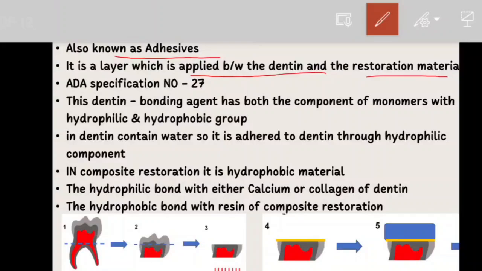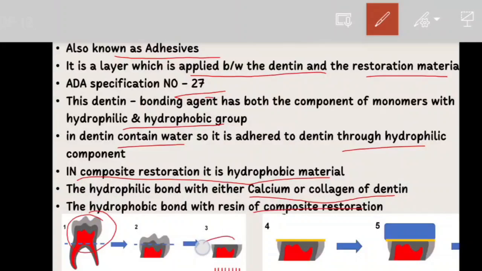According to ADA specification number 27, dentine bonding agents contain a hydrophilic part and a hydrophobic part. Dentine contains water, so bonding happens through the hydrophilic component. And composite is hydrophobic, so it bonds with the hydrophobic component. The hydrophilic part bonds with either the calcium or the collagen of the dentine, and the hydrophobic part bonds with the resin of the composite. You can see in this diagram, this one is the tooth and we will prepare a cavity.